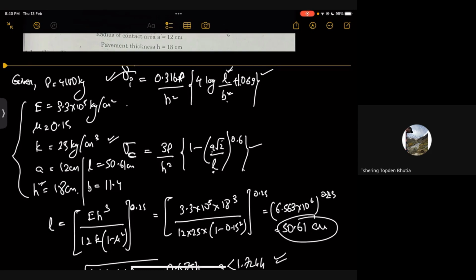Anyone has commented? Just let me check. I think you're right. K Wongchuk is also right. Sahil Sharma is also right. So now, please calculate sigma C for the corner.